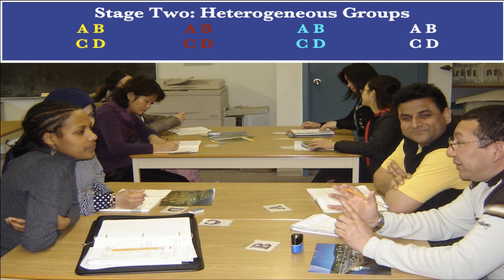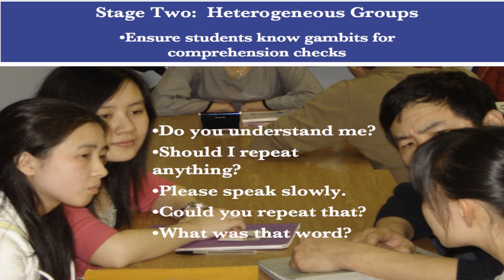Stage 2 is mixed groups with 1 expert from each section of the text. With a jigsaw based on 4 parts, each group would have a student from section A, B, C, and D. This is the listening and speaking stage. Student A begins and will clarify if any confusion arises. Ensure that students are familiar with gambits for comprehension checks before beginning a jigsaw so that they can deal with any confusion that might occur.